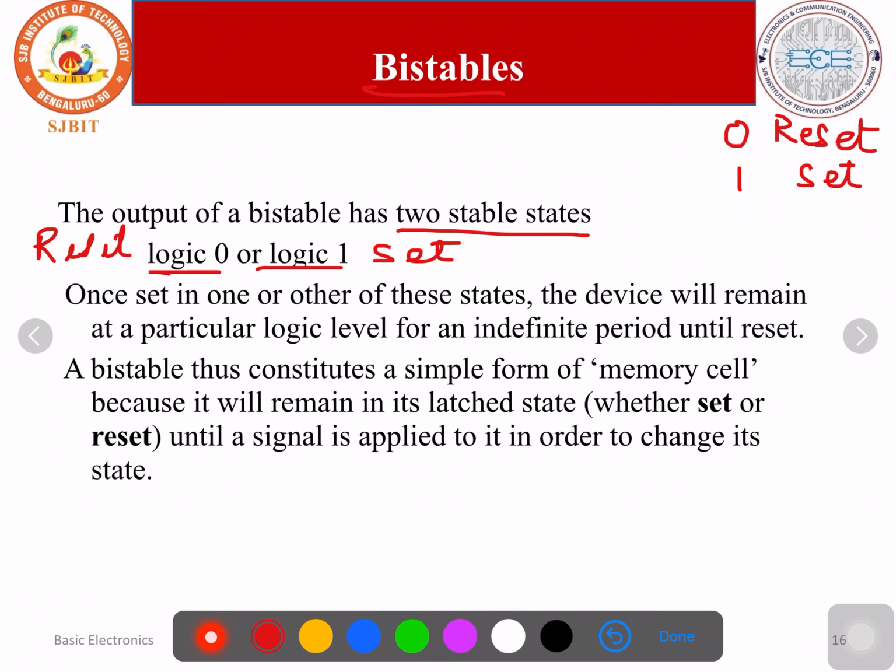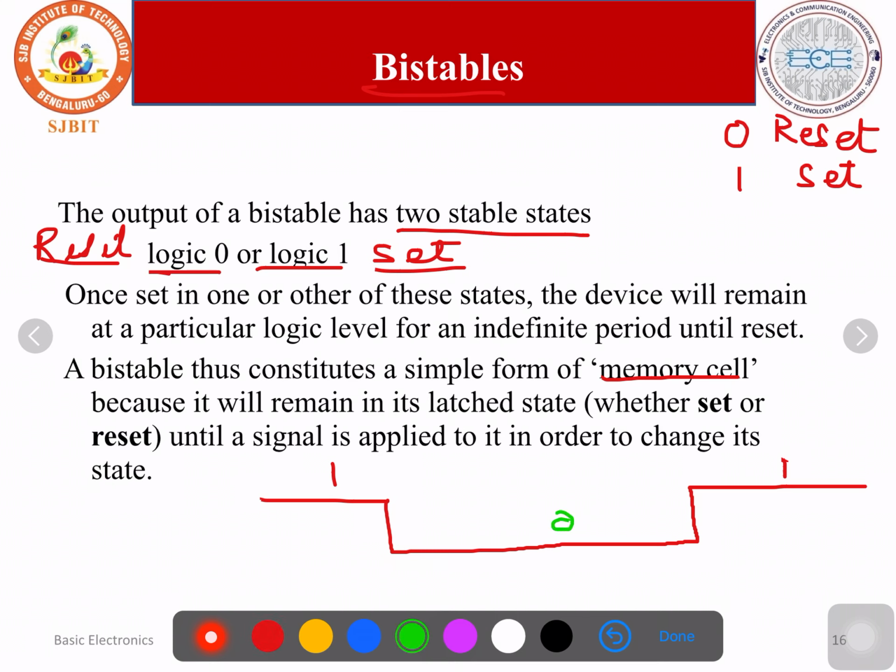A bistable circuit can be used as a memory cell because it will be in the set state or in the reset state. Suppose it is in the set state, it remains in the set state until you change the inputs so that it goes to the reset state. Then it will be in the reset state only till you change the inputs to make the bistable set. So this is the set state and this is the reset state. So a bistable constitutes a simple form of memory cell.